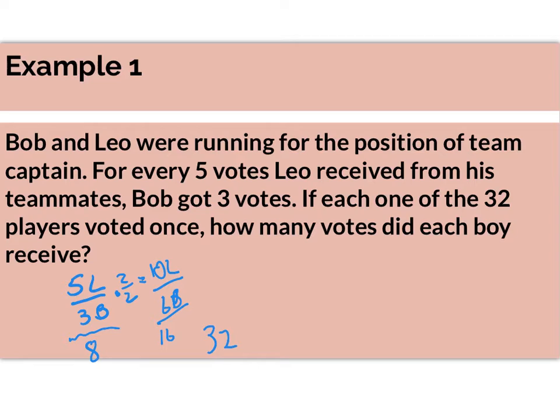And so now all we need is an equivalent fraction to give us 32. So how do we get from 16 to 32? Well, you multiply by 2, which means we're going to have to multiply this one by 2. And let's pick this up on the next page.